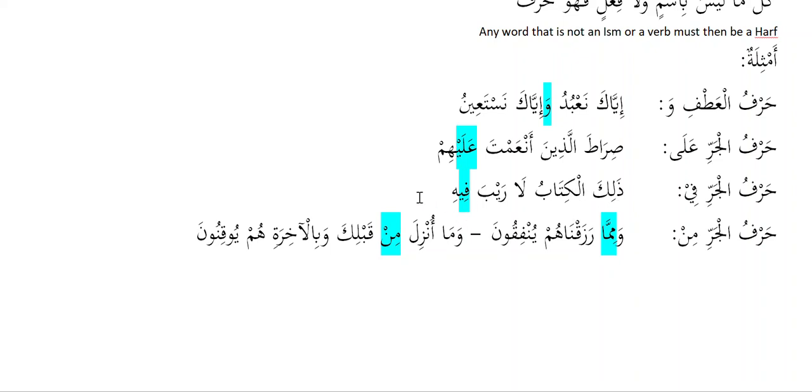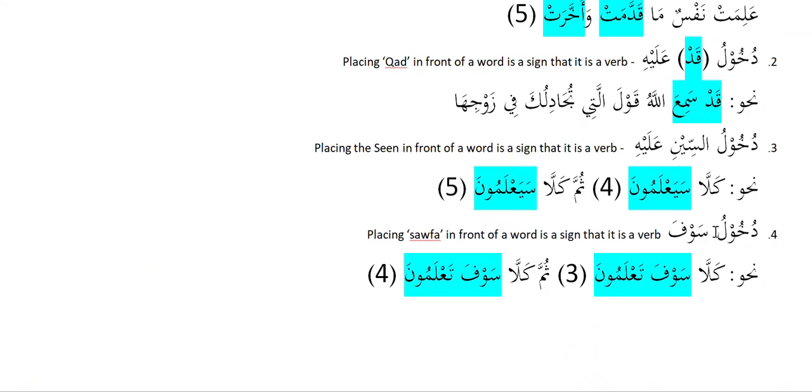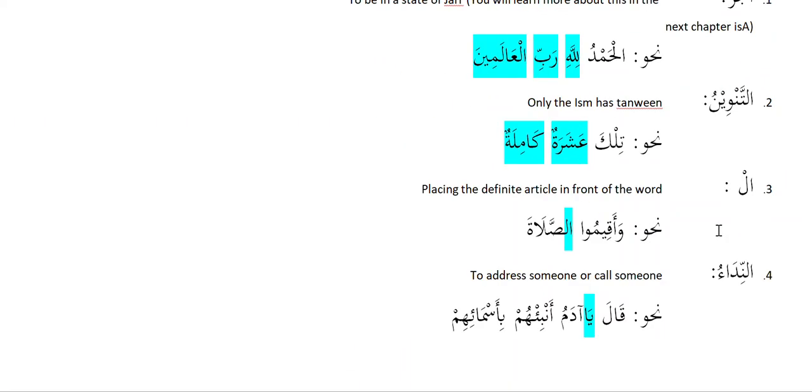ذلك الكتاب لا ريب فيه. That book, there is no doubt in it. وَمِمَّا رَزَقْنَاهُمْ يُنْفِقُونَ. And from what we have provided them, they spend. مِمَّا is originally مِنْمَا. وَمَا أُنْزِلَ مِنْ قَبْلِكَ, and what was sent down before you. مِنْ is حَرْفُ جَرّ. So we have wa, we have عَلَى, we have فِي, and we have مِنْ. Those are examples. So now we have identified the three parts of speech.